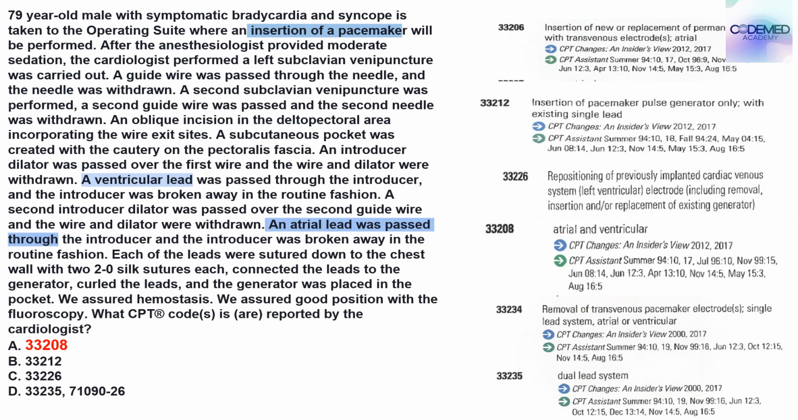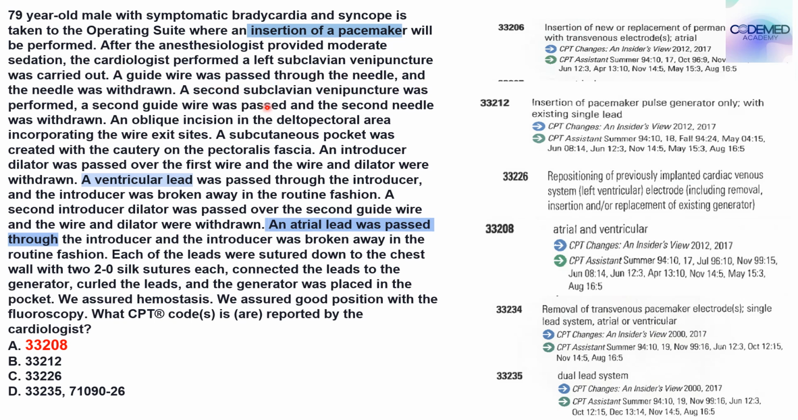Now this is an operative report where you will have a lot of information to gather. So whenever you are solving this kind of question, write down what has happened. A 79-year-old male with symptomatic bradycardia and syncope is taken to the operating suite where the insertion of the pacemaker will be performed. After the anesthesiologist provided moderate sedation, the cardiologist performed a left subclavian venipuncture.